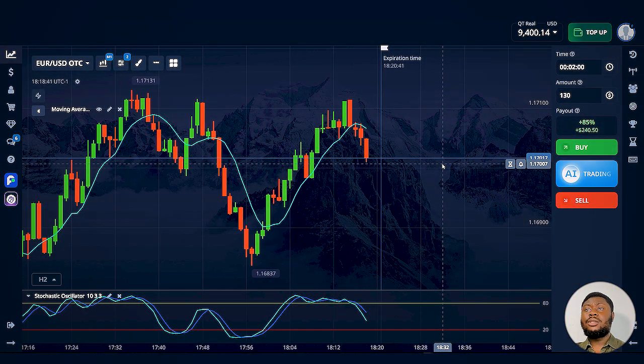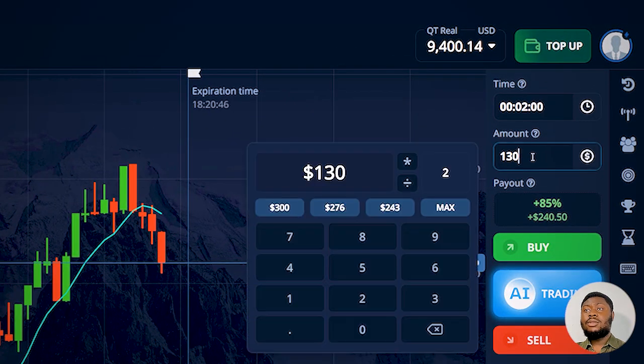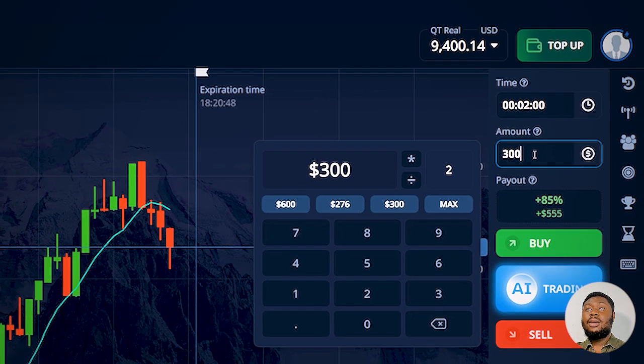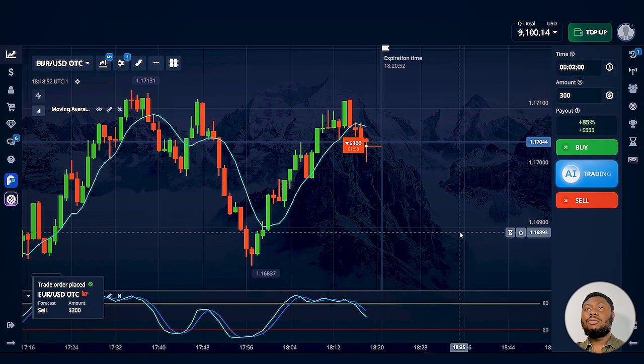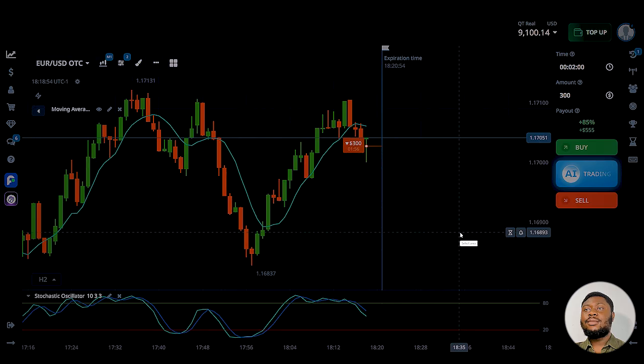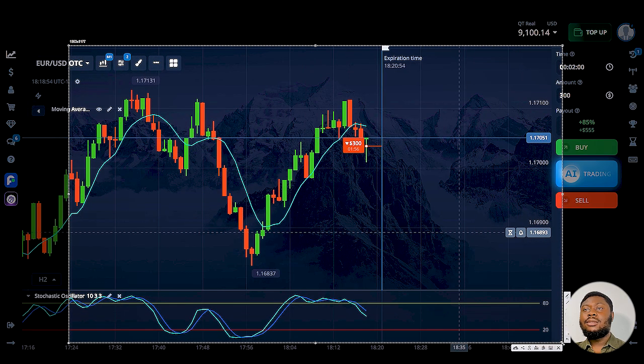I'll start working with the situation. The trade time will be 2 minutes. I'll start with $300. My prediction is that the price will go down, so I press the red button to open the trade. Ready? Now let's take a closer look at the situation.